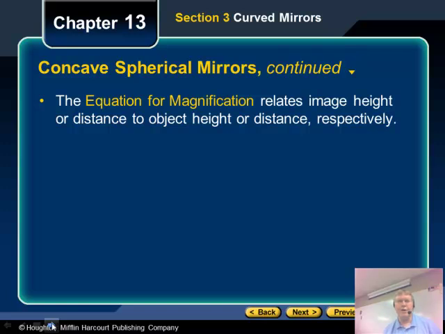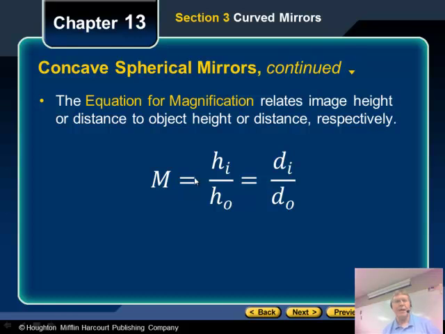We also have an equation for magnification, which relates image height and distance to the object height and distance, respectively. We have this: the magnification is equal to h_i over h_o, which is equal to d_i over d_o. The magnification is the increase in size. A magnification of 1, when h_i and h_o are equal, means that the object and the image are the same size. If the image is larger than the object, you have a magnification greater than 1.